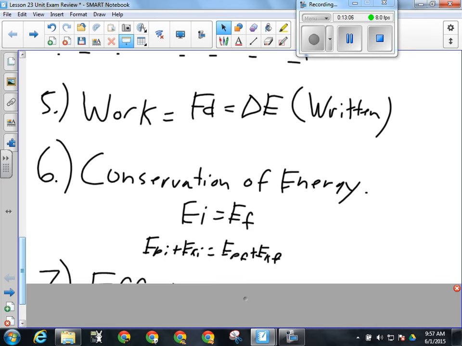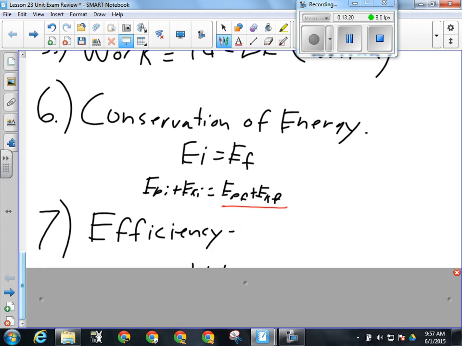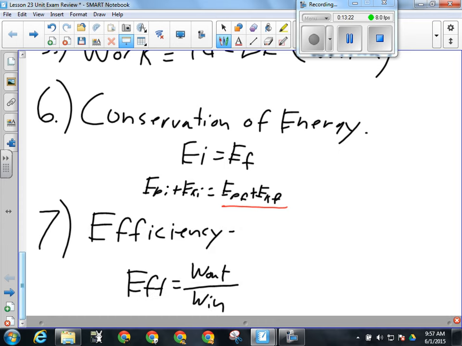So remember, EI equals EF, looking for the mechanical energy here. The mechanical energy initial equals the mechanical energy final. Calculate what you need. And then what we went over today, last thing, efficiency. So efficiency is work out over work in. So it doesn't seem like there's all that much, but obviously there could be a variety of kinds of problems to do with each one of those things.